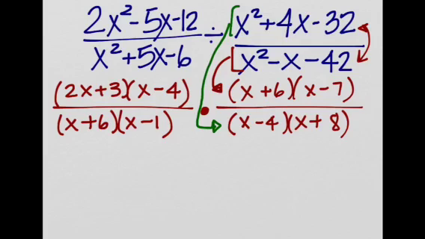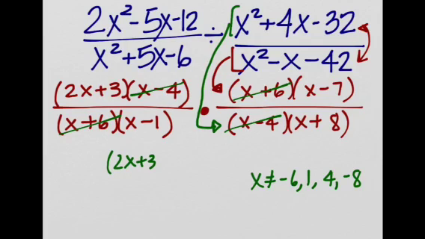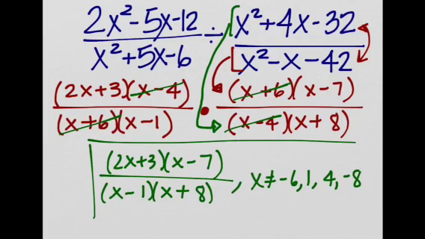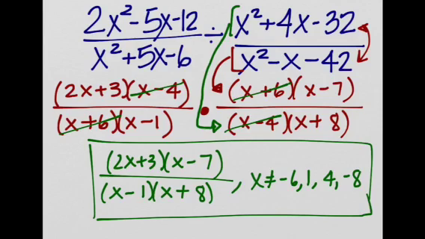Now I want to cancel, but actually before I do that, I need to find my x values. So x here cannot equal negative 6, 1, 4, and negative 8. Now I'm going to cancel, so my x minus 4 and my x plus 6 cancel, and when I multiply across, I have 2x plus 3 times x minus 7 over x minus 1 times x plus 8. Again, with my x values, x cannot equal negative 6, 1, 4, and negative 8.